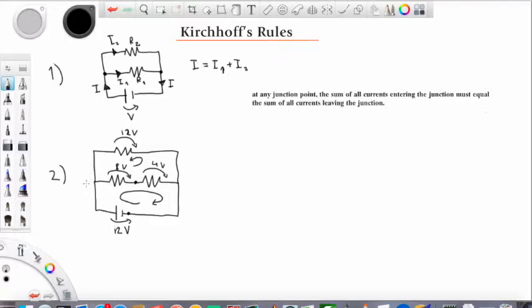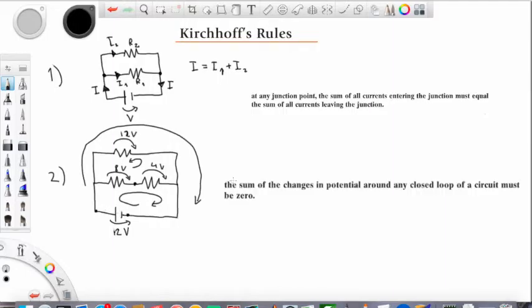And we have one more loop in this system, the big one. So starting from here, let's start here. So here we have 12 volts, for example. We drop 12 volts. We come back to 0. And then we jump over the battery. We gain another 12. So we come back to 12 where we started. And here's the second rule in writing. The sum of changes in potential around any closed loop of a circuit must be 0.